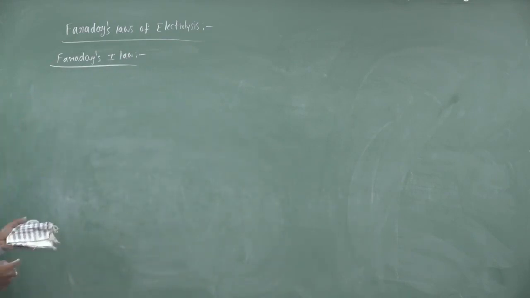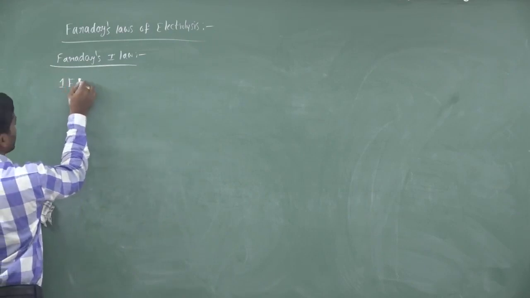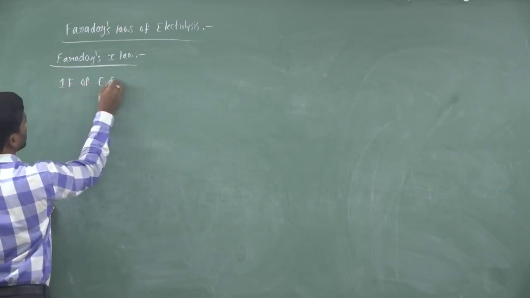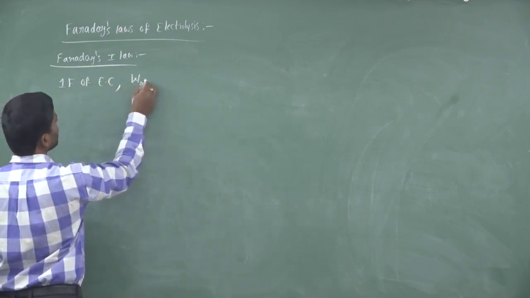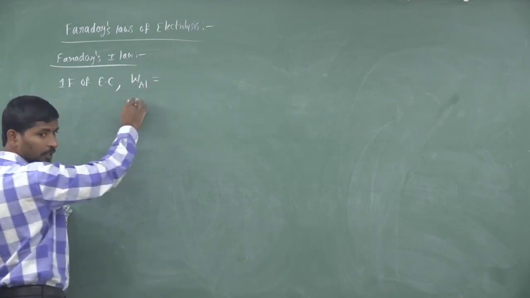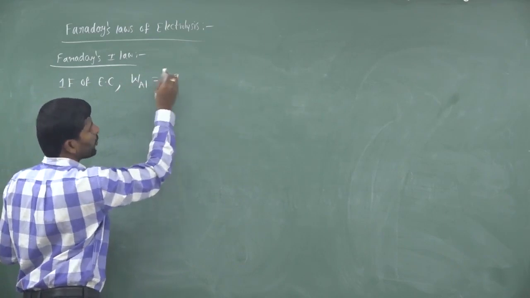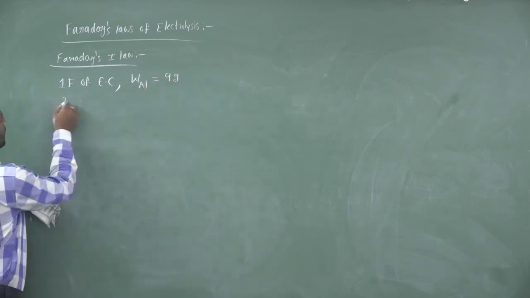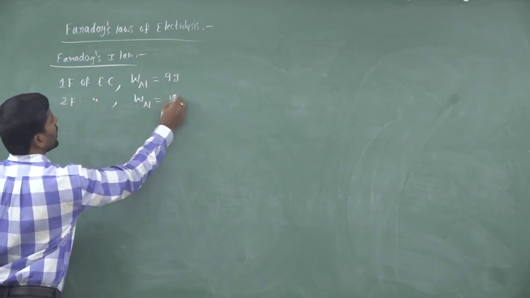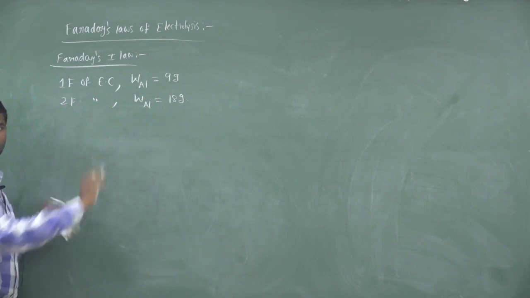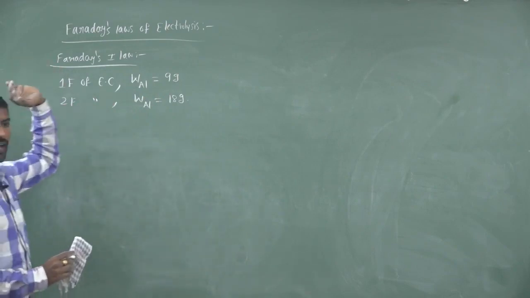Faraday's first law. So according to Faraday's first law, for example, on passing 1 Faraday of electric current, what about the weight of aluminum deposited? The weight of aluminum deposited is nothing but its equivalent weight. What is the equivalent weight of aluminum? 27 by 3, 9 grams. If you pass 2 Faradays of electric current, what about the weight of aluminum deposited? 18 grams. If you pass 3 Faradays, the weight of aluminum deposited is equal to 27 grams. So that is nothing but Faraday's first law.